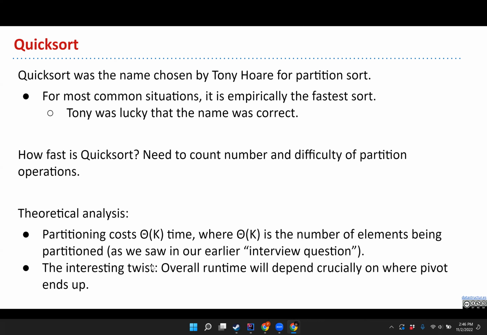And so the interesting twist is that the overall runtime, already some of you are sensing it, is going to depend on where the pivot ends up. It's theta k per partition operation, where k is the number of active items. But then the overall runtime will depend on where the pivot lands. All right, any questions about this so far before we do this last little bit of analysis?